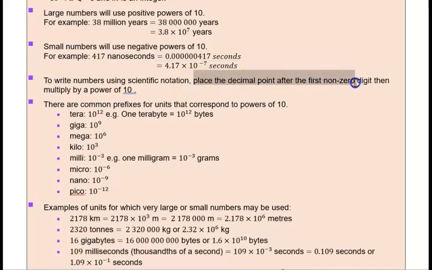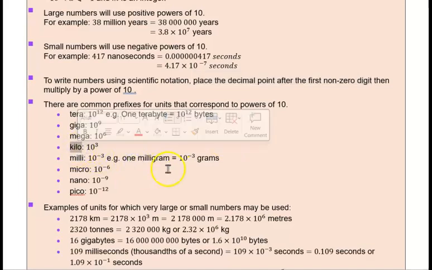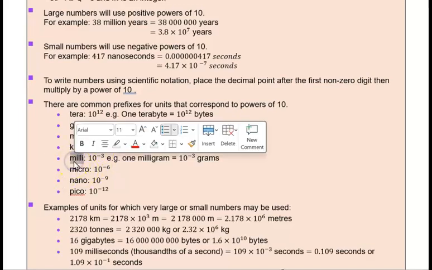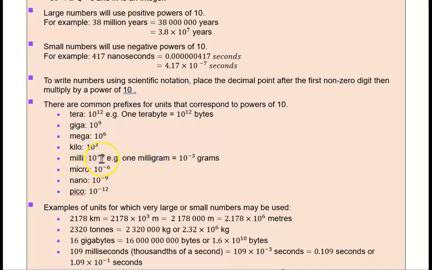Place the decimal point after the first non-zero digit, then we go by our powers of 10. So there's a lot of fancy names. What we mostly use is kilos. If we want to change something into kilos, we're looking at 1,000, 10 to the power of 3. If we want milligrams, then we're going to divide by 1,000. So these are just fancy ways of doing the things that we've done for a long time. Mega, giga, are all powers of 10, how we're going to go from one unit to the next.